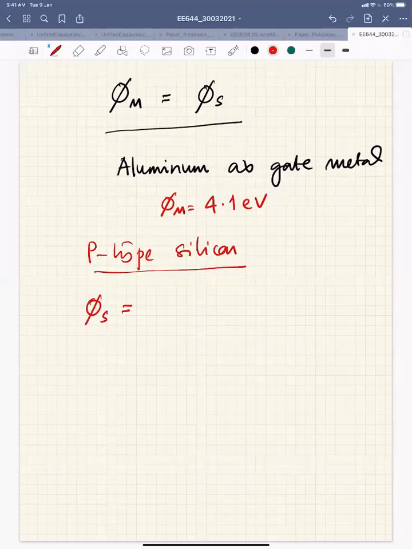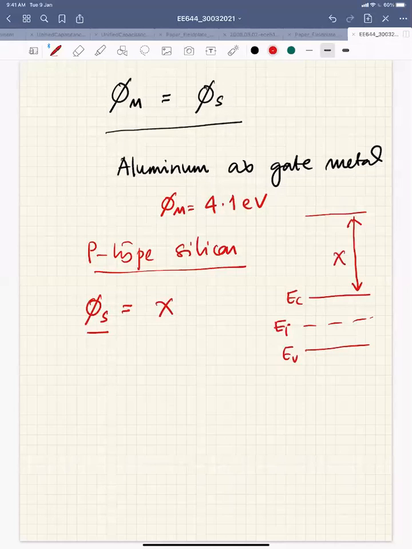But for silicon, this is a semiconductor. If this is a p-type silicon, so this is my vacuum level, this is your conduction band, this is your valence band, and this is your electron affinity. Electron affinity is always between the conduction band and the vacuum level. Then I have my intrinsic energy level here, and in this p-type silicon my EF is somewhere here, very close to the valence band, right?